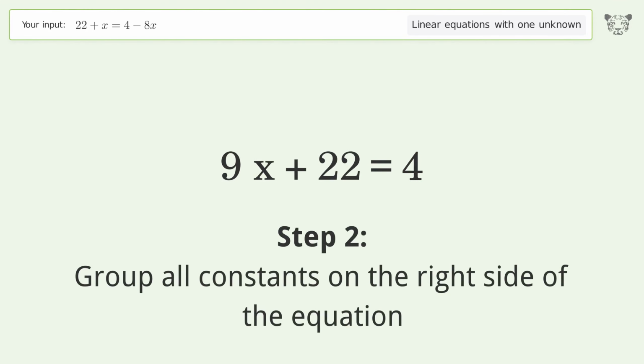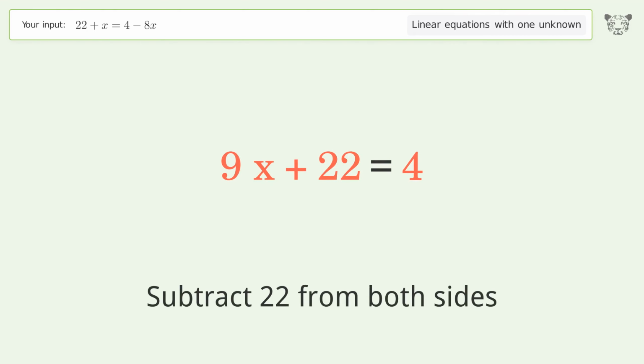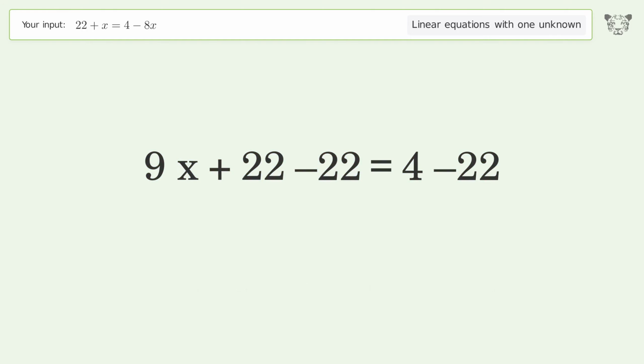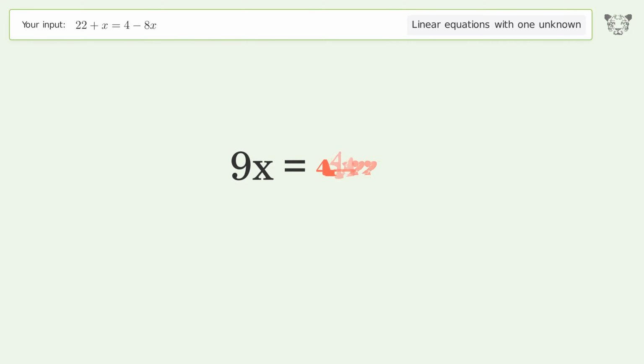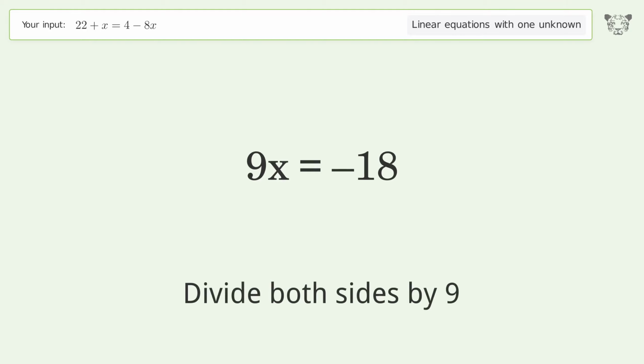Group all constants on the right side of the equation. Subtract 22 from both sides. Simplify the arithmetic. Isolate the x. Divide both sides by 9.